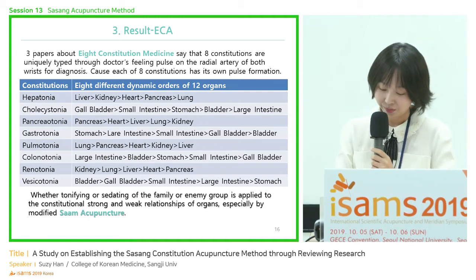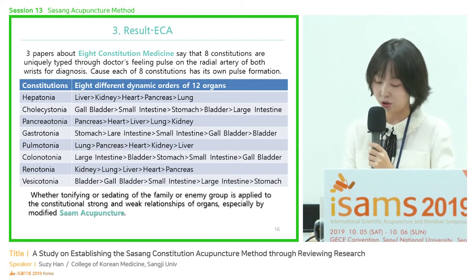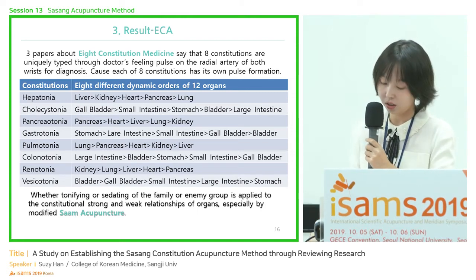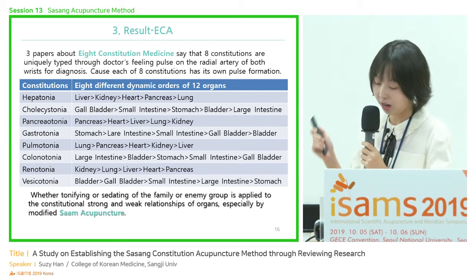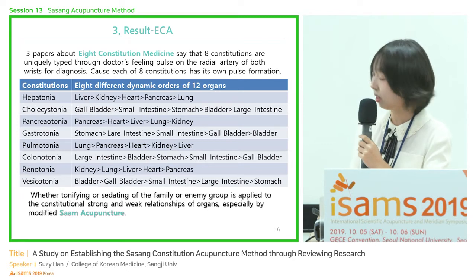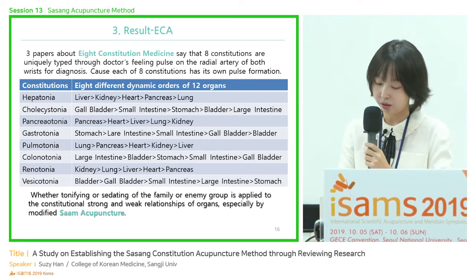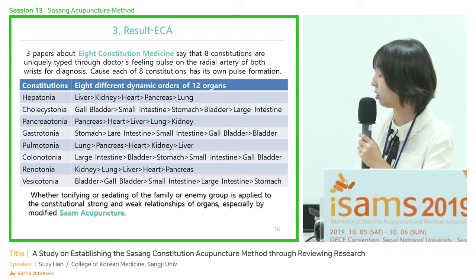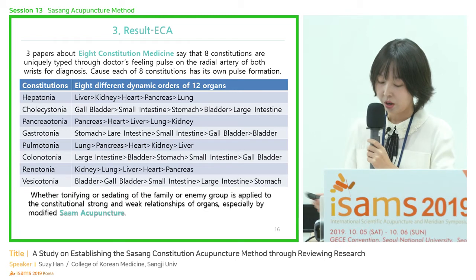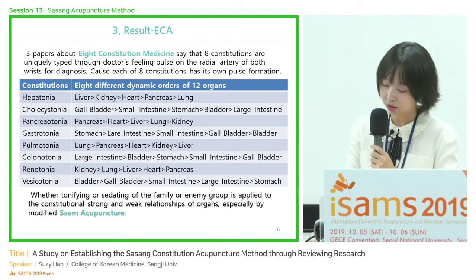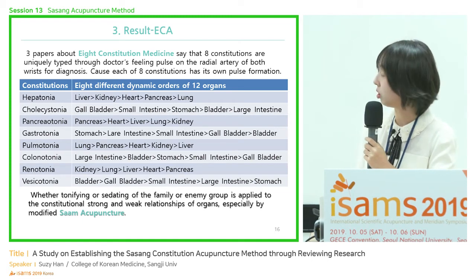In the previous presentation, Dr. Ko says, in physical terms, humans have constitutional differences in the size of viscera. Whether tonifying or sedating of the family or enemy group is applied to the constitutionally strong and weak relationships of organs, especially by modified Saam acupuncture method. These are 8 different dynamic orders of 12 organs according to constitutions.